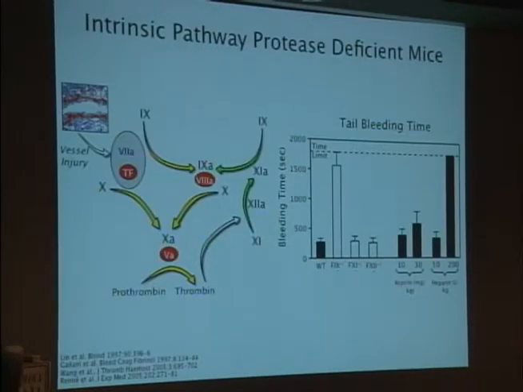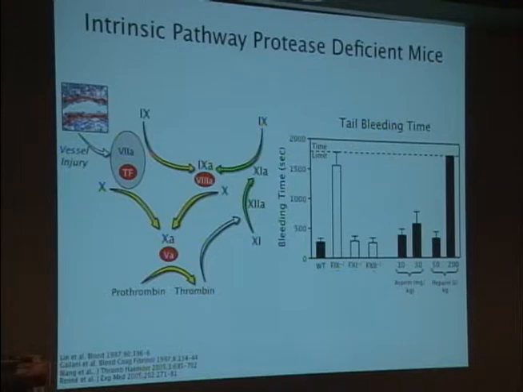Okay. So with that as background, we decided to compare animals that lack factor 9, lack factor 11, and lack factor 12 for their resistance to thrombosis in this graduated ferric chloride model. And the factor 9 deficient mice came from Darrell Stafford at the University of North Carolina.